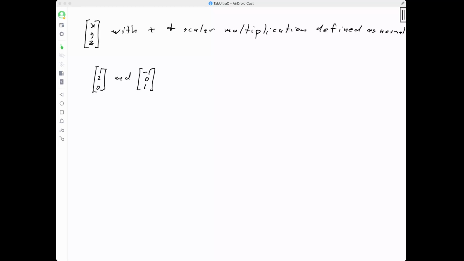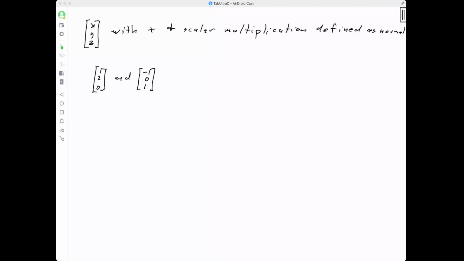Now, these two vectors by themselves do not form a vector space because the two vectors don't include the 0 vector, and they aren't closed under addition, because if I add these two vectors together, I don't get one of these two vectors.